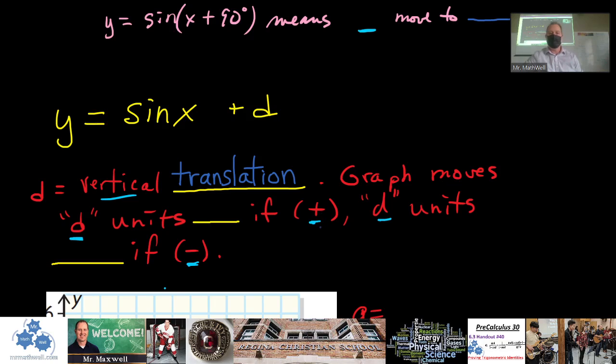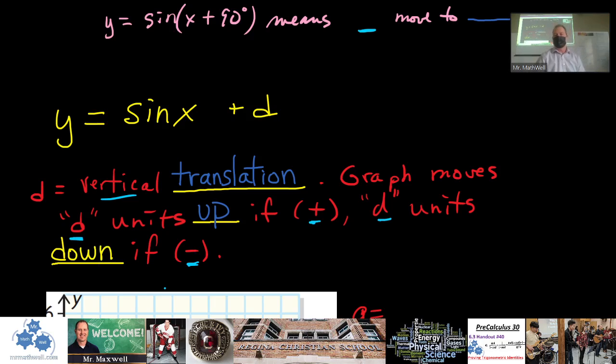So what word should I put in there? Anybody? The graph moves if D is positive. So if we have plus 2, like in our example, it moves up. Very good. Oops, I said I was going to use a different color. I tried to change it. Up if it's positive, and it moves D units down if negative. Okay. So that's the vertical translation. Awesome, you guys are doing great.